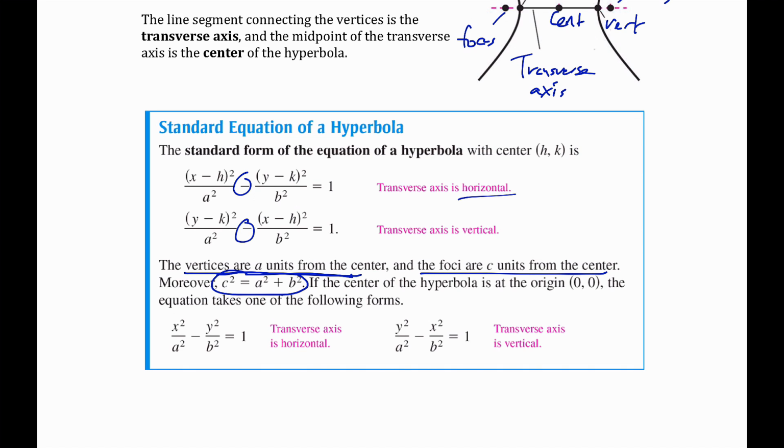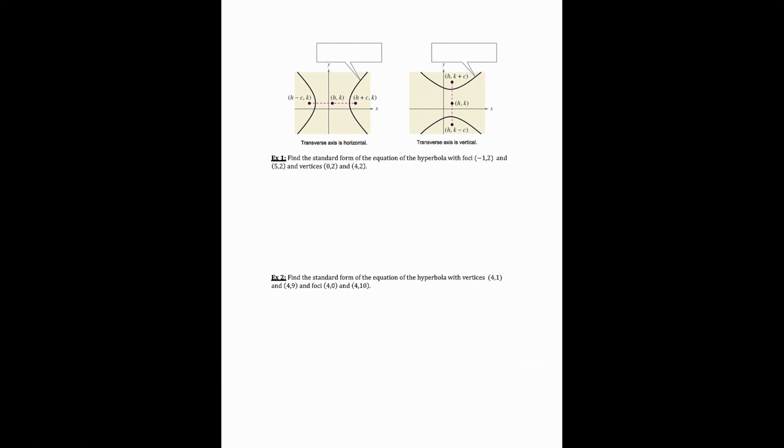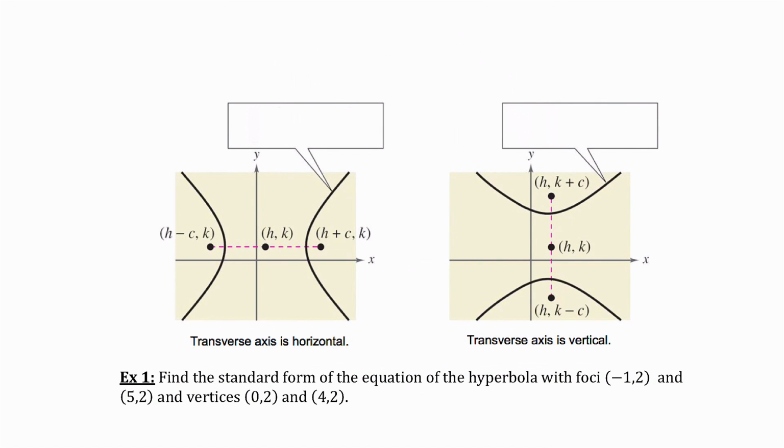The bottom part here is very specific. At the origin, you have x squared over a squared minus y squared over b squared equals 1 if it's horizontal, and if it's at the origin and vertical, it's y squared over a squared minus x squared over b squared equals 1. Now, putting this into context, here are our two examples. We have a horizontal transverse axis, and that equation is (x minus h) squared over a squared minus (y minus k) squared over b squared equals 1.